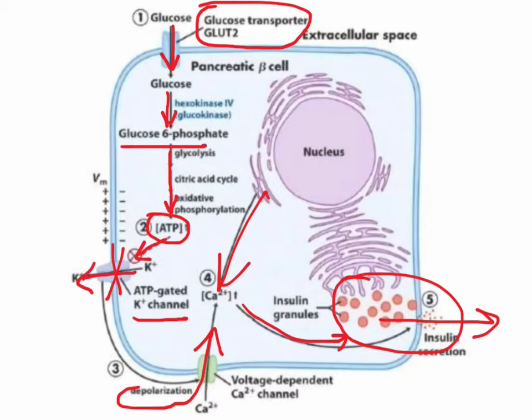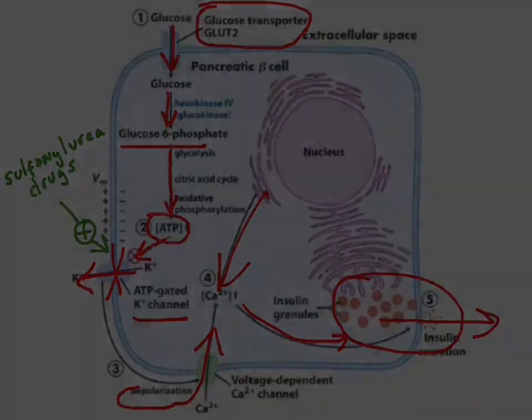So the beta cell acts as a glucose sensor, and it releases insulin in proportion to the level of glucose in the bloodstream. The sulfonylurea drugs are used for treatment of diabetes because they promote closing of the ATP-gated potassium channel. So these drugs make it easier for the cell to close the channel and depolarize and release insulin.